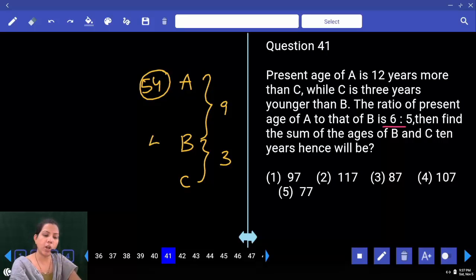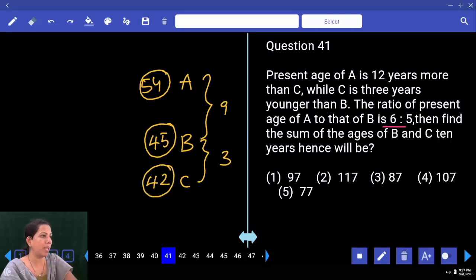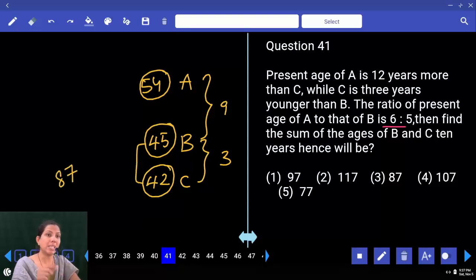So it is 45. And 54 and 45 are in the ratio 6 is to 5. Next, subtract 3 from 45 and you get C, that is 42. So A's age 54, B's age 45 and C's age 42. And the question is find the sum of the ages of B and C 10 years hence. So what is B and C at present? 87. Your question is 10 years hence, not only one person, we have 2 persons. So 2 into 10, we add 20. 87 plus 20, 107, fourth option.